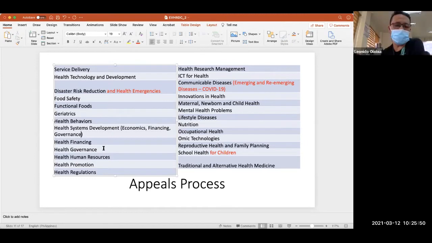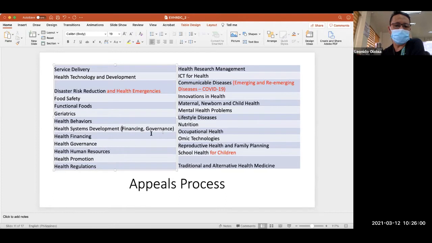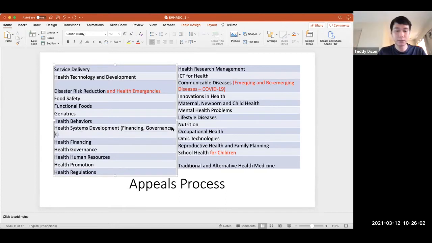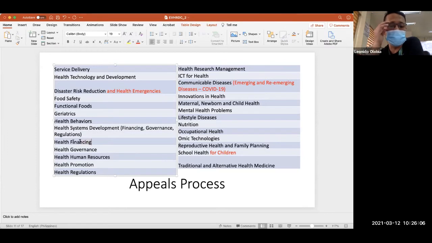No, not the economics kasi wala namang economics doon eh. Financing lang. Financing, governance, health regulations, these are... And regulation. Sa bagay, ipa-follow natin yung WHO na yung health human resource, pumapasok kasi siya sa health systems eh. Pwede rin kasi sobrang dami na sila eh. They are all components of health systems development.